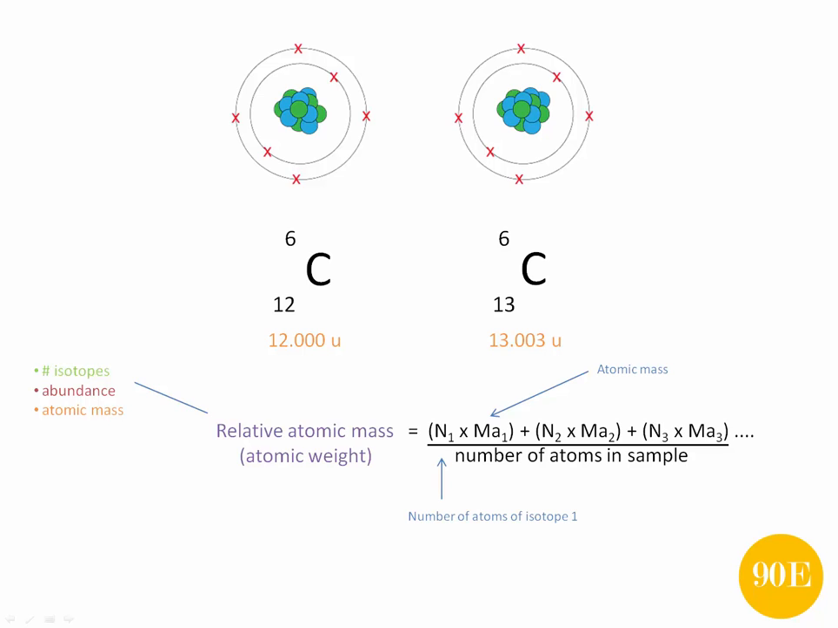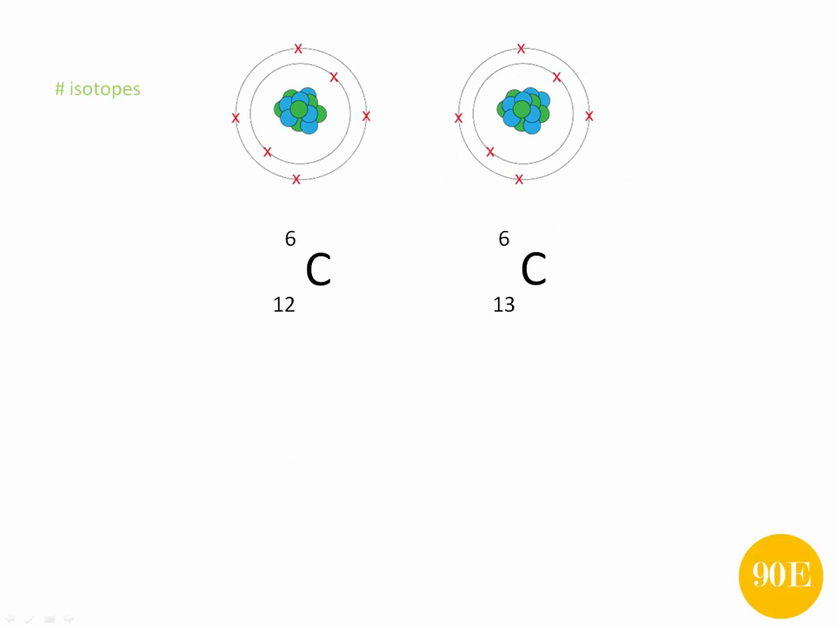Let's look at an example to consolidate our understanding. Say for instance you were to have a sample of carbon atoms, 100 atoms in fact, and 99 of those atoms were carbon-12 and 1 atom was carbon-13. We've got the number of isotopes, which is 2, carbon-12 and carbon-13. Their relative abundance, we've got 99 carbon-12 atoms and 1 carbon-13, and we know their atomic mass already.